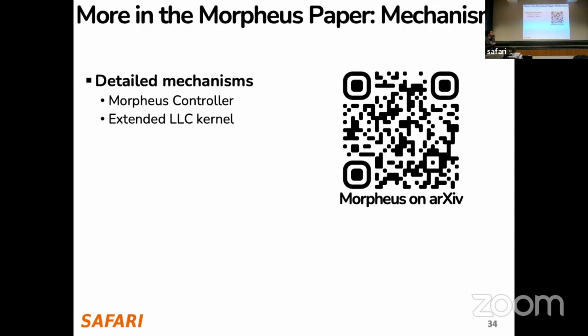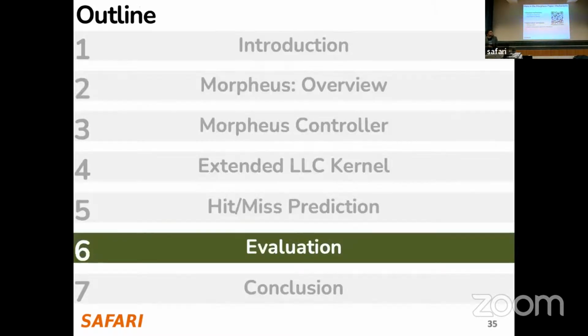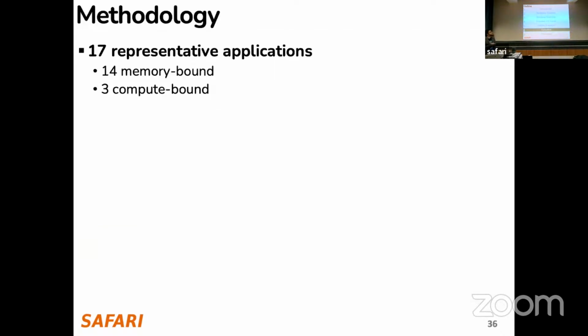So, of course, we explain the mechanisms that I explained in much more detail. And then we have also more optimization techniques. Among the hit-miss prediction that I just showed, we propose some new GPU instruction, which we call indirect move, which enables exactly to not have registers only accessed by immediate register indexes, and then how to apply cache compression to Morpheus. This also works surprisingly effectively, actually. And in the end, with these optimization techniques, we really get good performance from Morpheus. So let's look at that briefly.